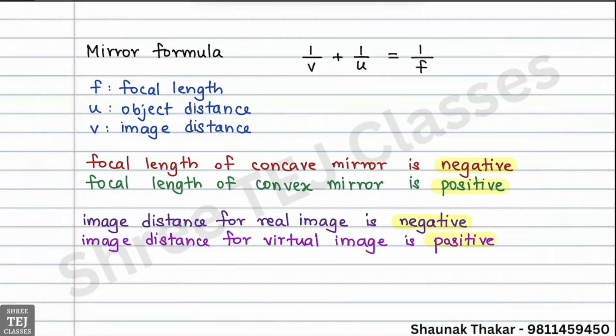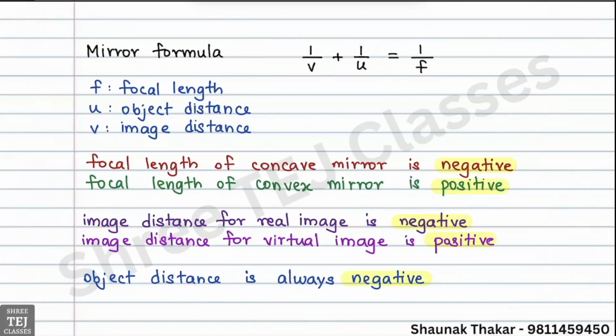Now that leaves us with object distance u. Object is always kept in front of the mirror. That is, object will be always to the left of the mirror, and distances to the left of the mirror are, yes, always negative. So object distance is always negative. Object distance is always negative.